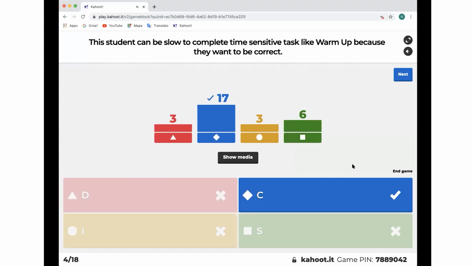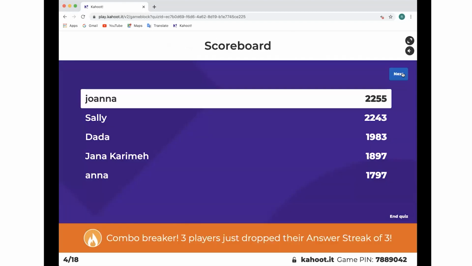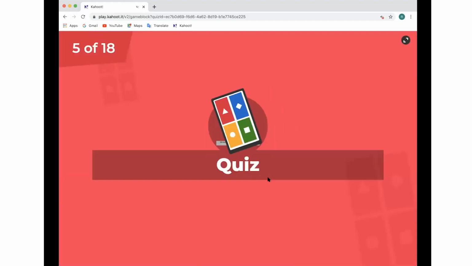Okay, here, this student can be slow to complete time-sensitive tasks like warm-up because they want to be correct. So many of you said C, exactly. The big word here is correct. Correct is the main driver for them. So if they're not doing something, it's because they don't feel like they're going to be correct in it. Sally has shot to the top.